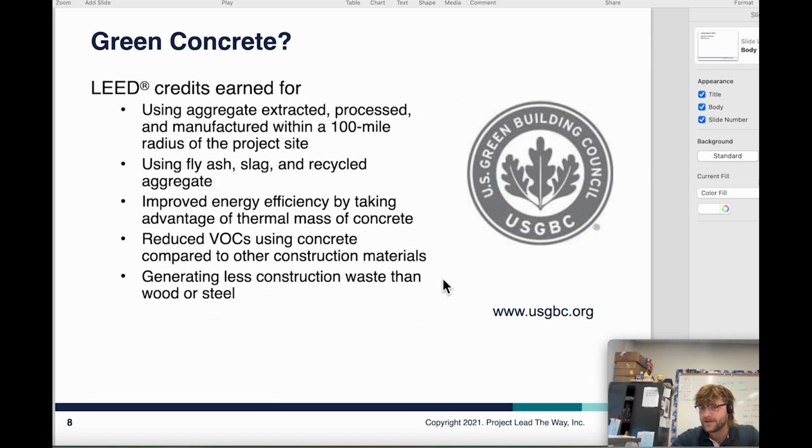Now, green concrete, this is how you can end up getting LEED credits. LEED credits are very nice to have, right? It's basically you can brag about how your building is pretty green. If you get concrete within a 100-mile radius of the project site, you can get LEED credits for that. If you also use additives like fly ash, slag, and recycled aggregate, you can get LEED credit for that. You also have improved energy efficiency by taking advantage of the thermal mass of concrete, as we were just saying. Then you can go through the rest here to see that as well.